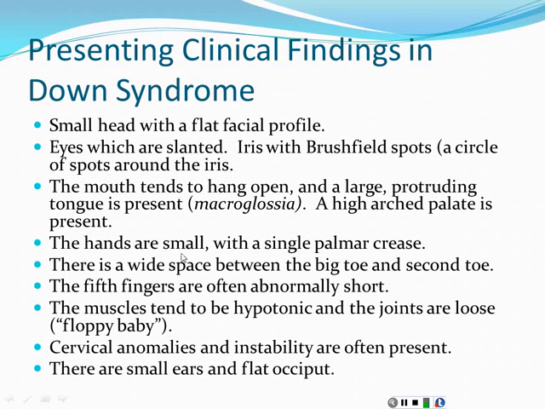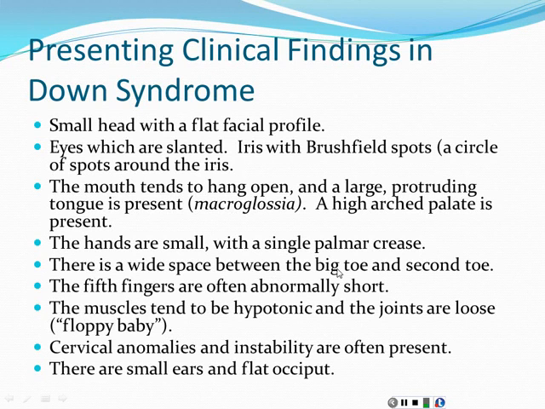The hands are small, and this is a classic one. This is board exam quality stuff. So single palmar crease. So everybody look at their hands. And we have two lines that go across from thumb towards pinky. In the Down syndrome baby, they have just one palmar crease that goes across. And you can see that in the infant. So it's a classic sign for Down syndrome. Now, do all people with a single palmar crease have Down syndrome? No. But if you see single palmar crease on a board exam, it's probably going to be Down syndrome.